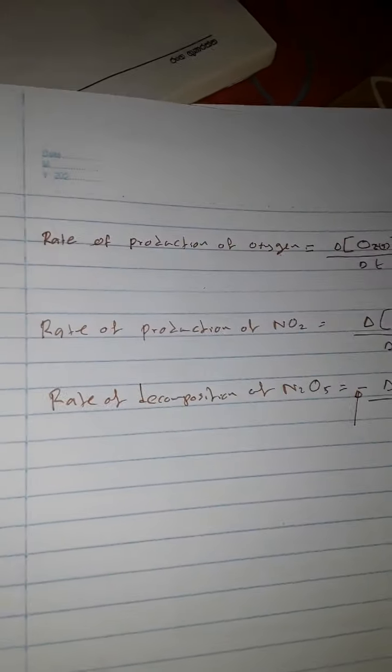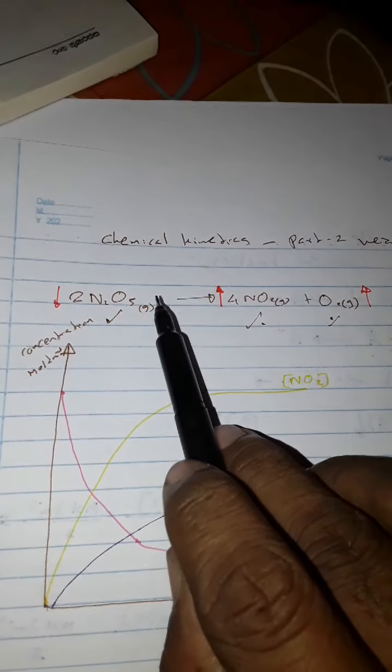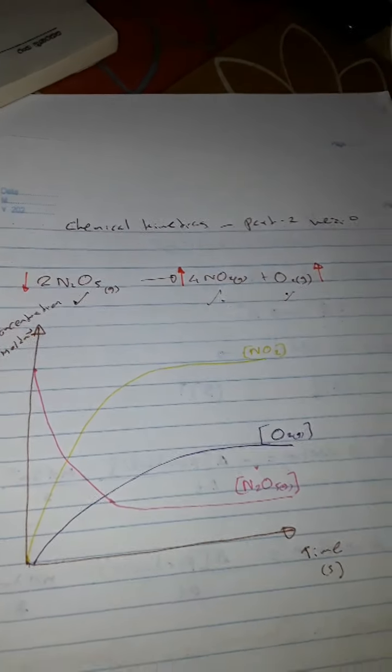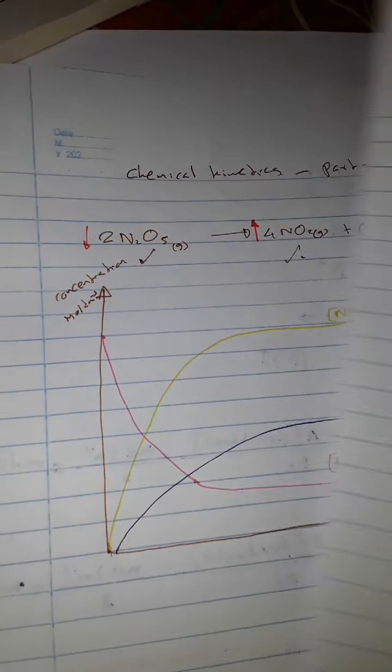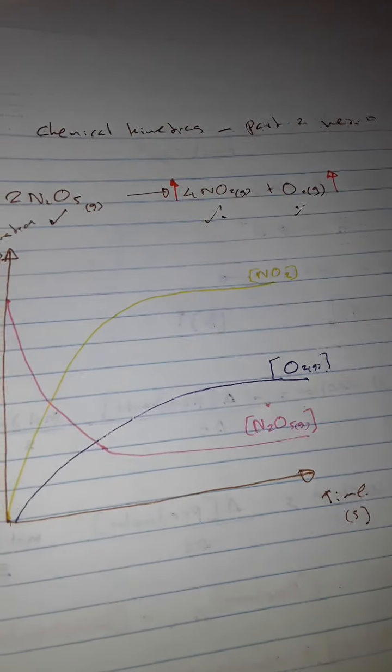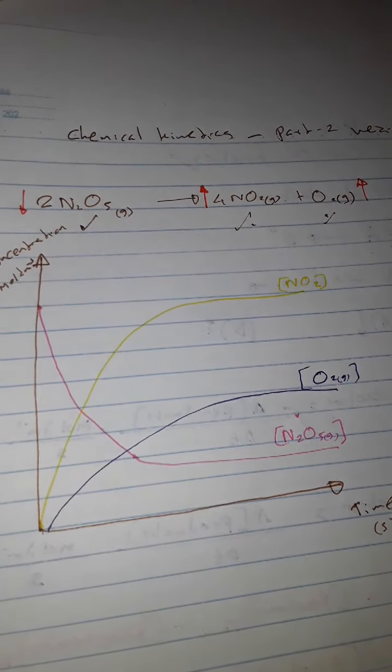You know why this is negative? This is negative because dinitrogen pentaoxide is always decreasing when the reaction proceeds. Why are these two positive? Because oxygen and nitrogen dioxide gases are produced in the reaction. So now we will stop the second video.